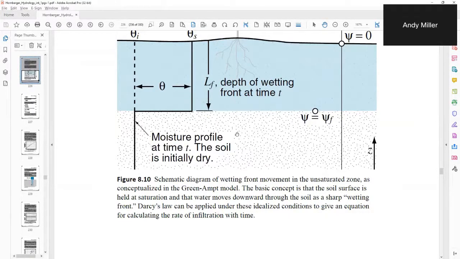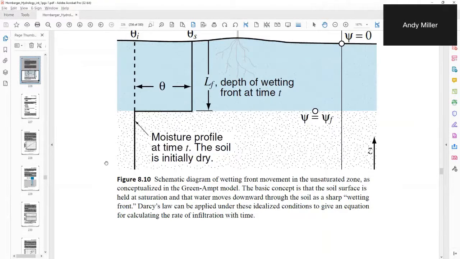So that's just the product of the hydraulic conductivity times the hydraulic gradient. The hydraulic conductivity is going to be K sub S. The hydraulic gradient is going to be the difference in the head between here and here divided by the distance in Z between here and here. The distance in Z is just the depth of the wetting front, so that's going to be the denominator. The difference in the hydraulic head is going to be the head up here minus the head here. Okay, so let's take a look at the equations that are developed from that.